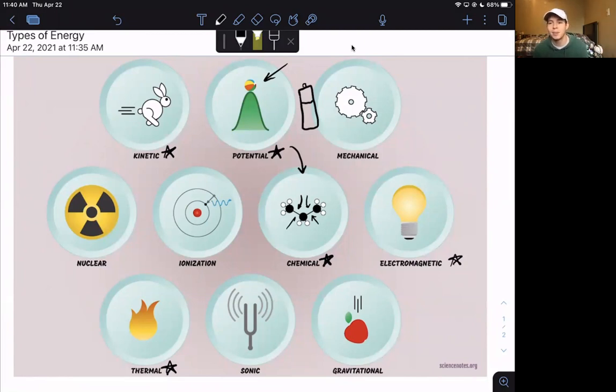Another example that you're probably a little too familiar with is gasoline. Gasoline is a form of chemical energy. That's a really high energy fuel that you're putting into your gas tank to make your car run for as long as possible. The next form of energy is electromagnetic.